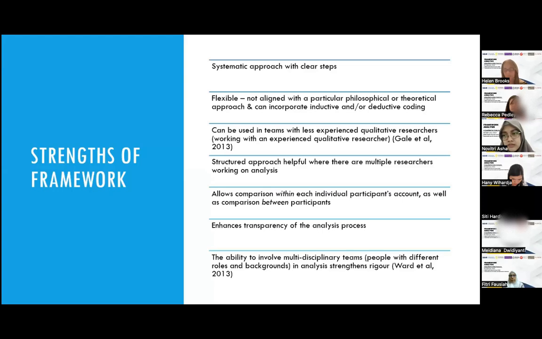Also, the matrix, the Excel sheet or the Word document, is a really clear audit trail and demonstrates again this systematic approach. Each transcript is treated in the same way. It's also very flexible, so it's not aligned to a particular philosophical or theoretical approach. That's not to say you don't need one, it's just to say it's not wedded to one type.